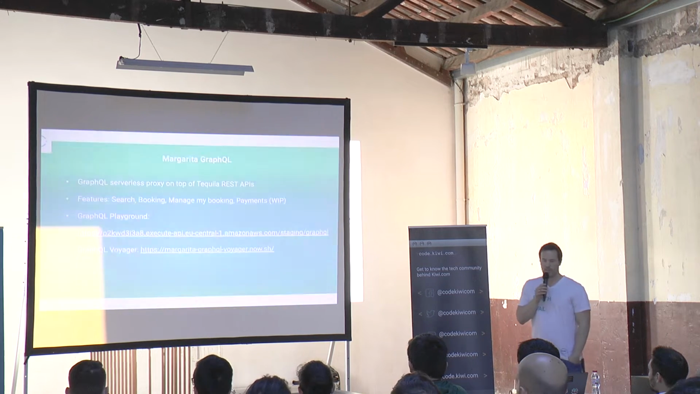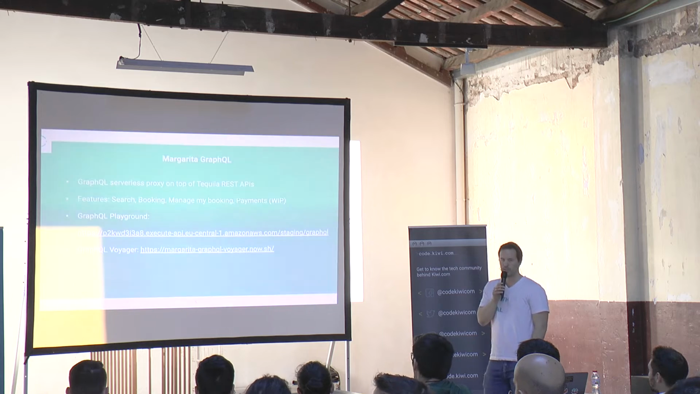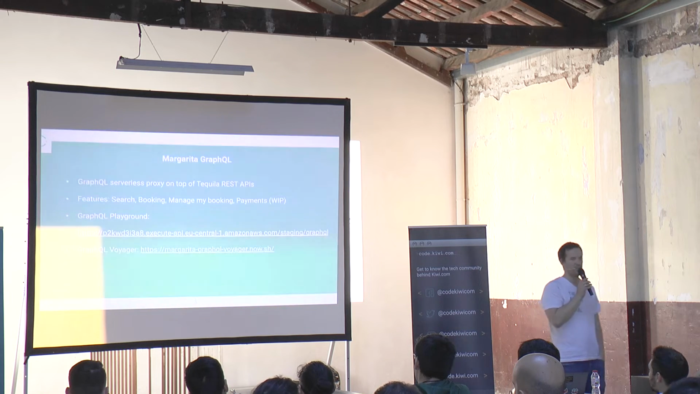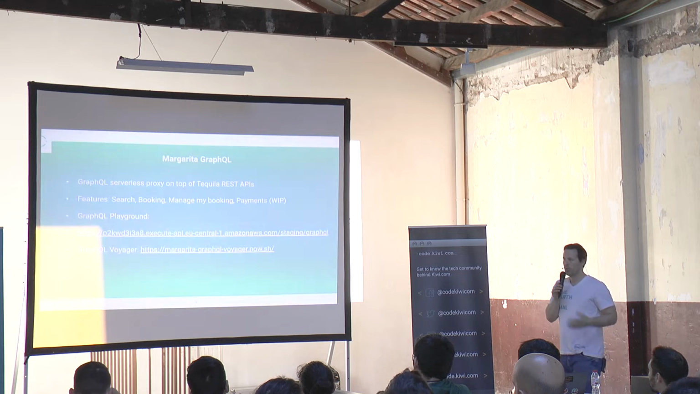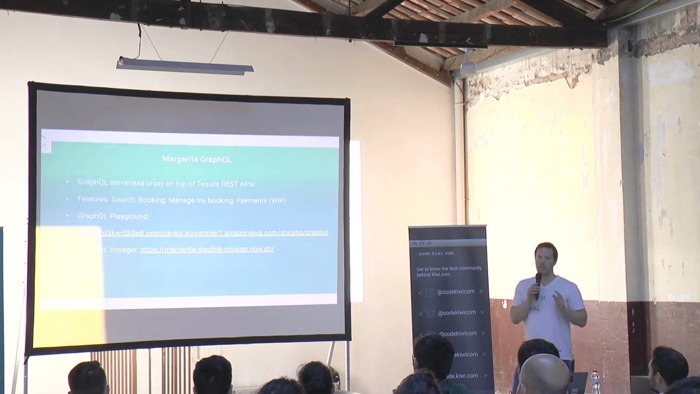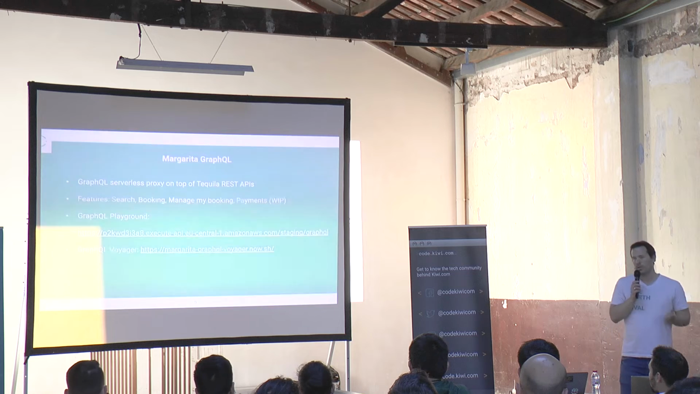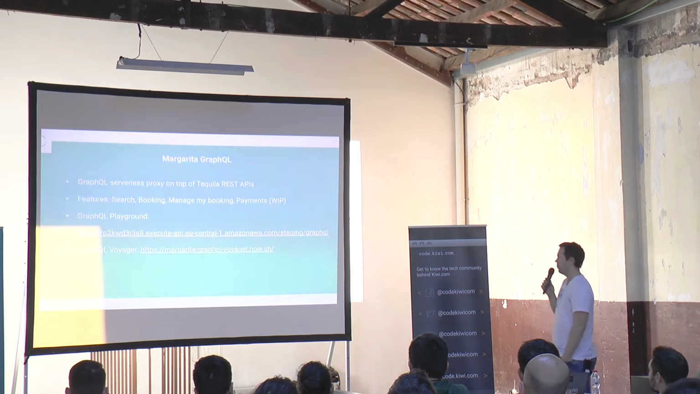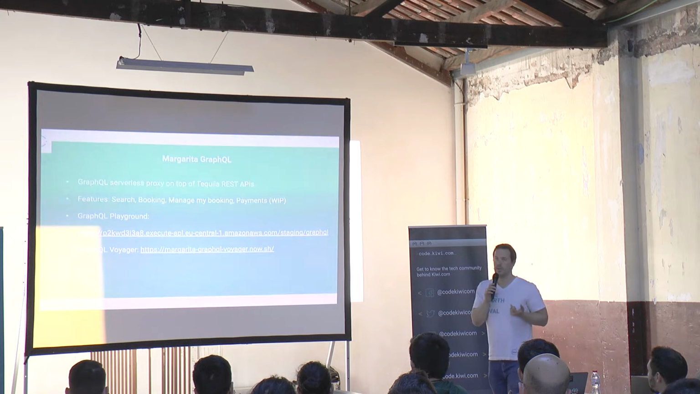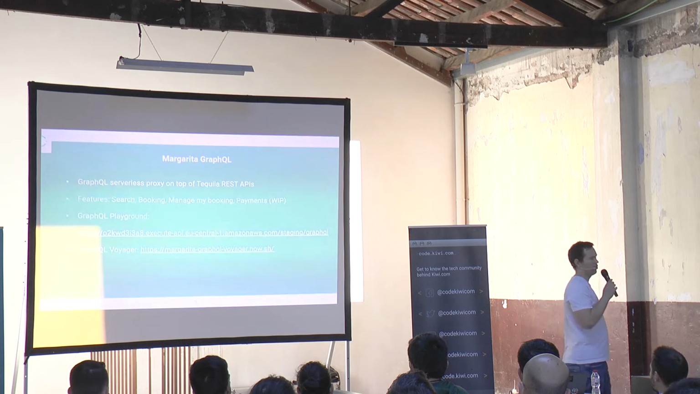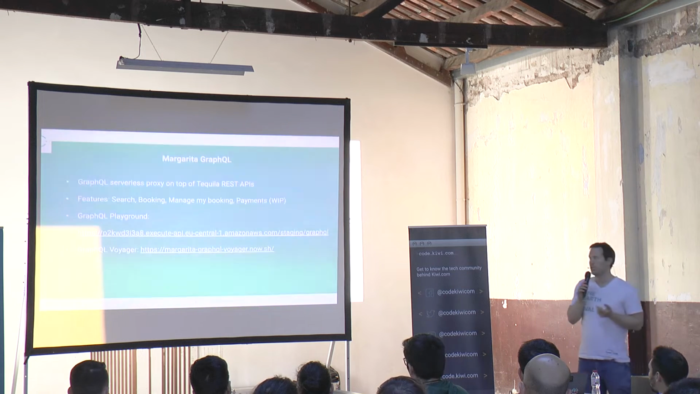So as I mentioned, one of the apps we have in the Margarita monorepo is a GraphQL serverless proxy, which we built on top of the Tequila REST API. So why did we choose to build a GraphQL proxy on top of the REST API we already have? Well, because we are a team of front-end engineers, and we wanted to take advantage of all the cool things that GraphQL offers.